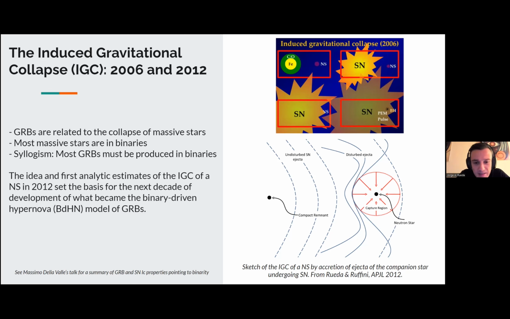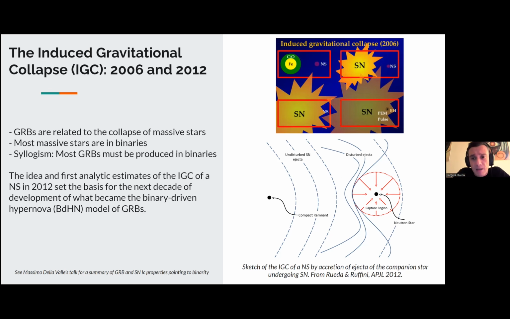Our first idea of this scenario was presented in 2012, with the first analytic estimates of the viability of this process. The process is that you have a binary system of a carbon-oxygen star with a neutron star companion, a compact star companion in a tight orbit of a few minutes. Then in the supernova event, as you see here in a sketch from that paper, the supernova material that is expelled gets captured by the neutron star companion.